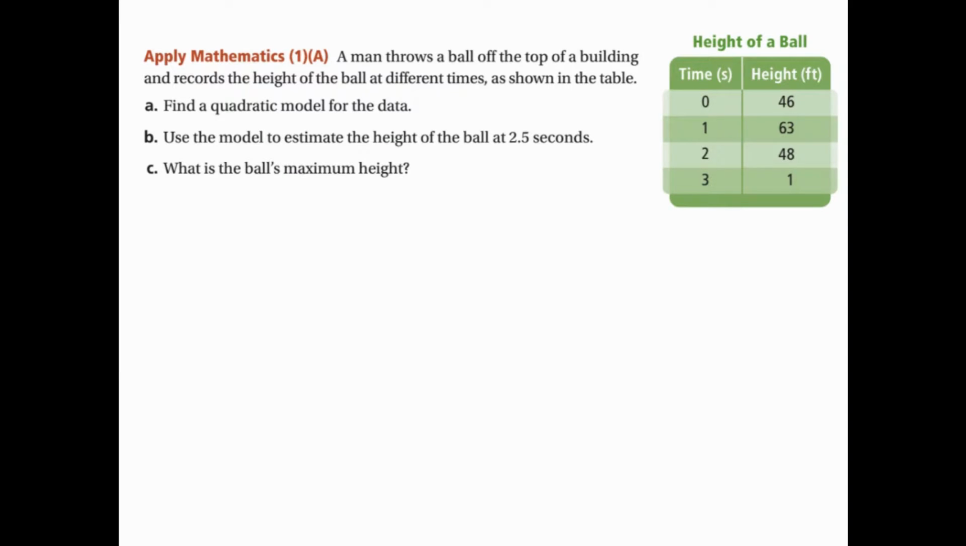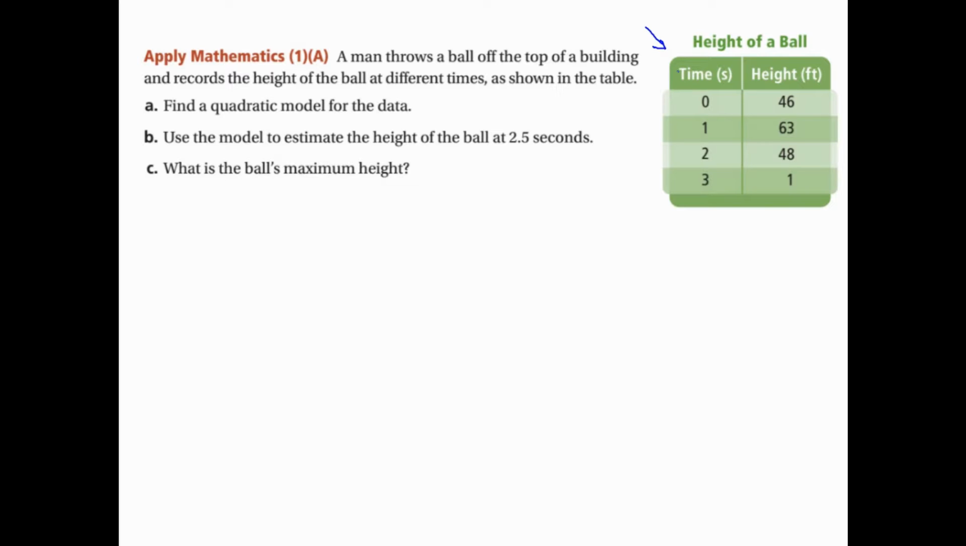Oh my god, it's a word problem. But it's actually not going to be that bad. Let's read it first. A man throws a ball off the top of a building and records the height of the ball at different times. That's shown in the table. So we have our table over here to the right, and I guess we're going to be using that because the data is in the table.